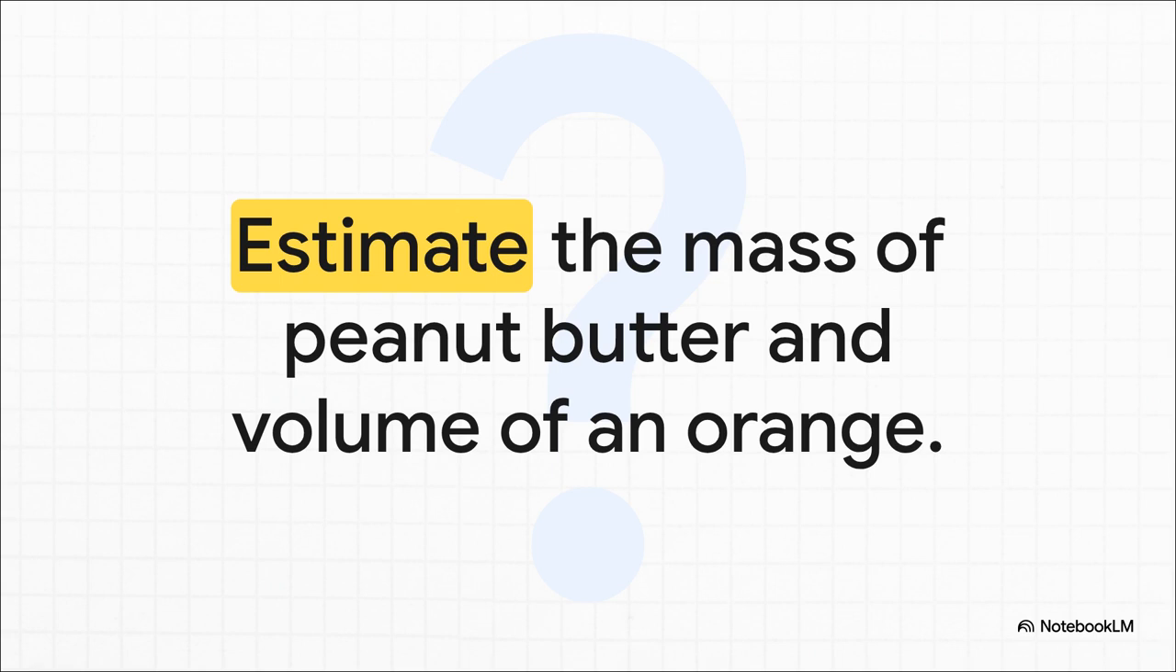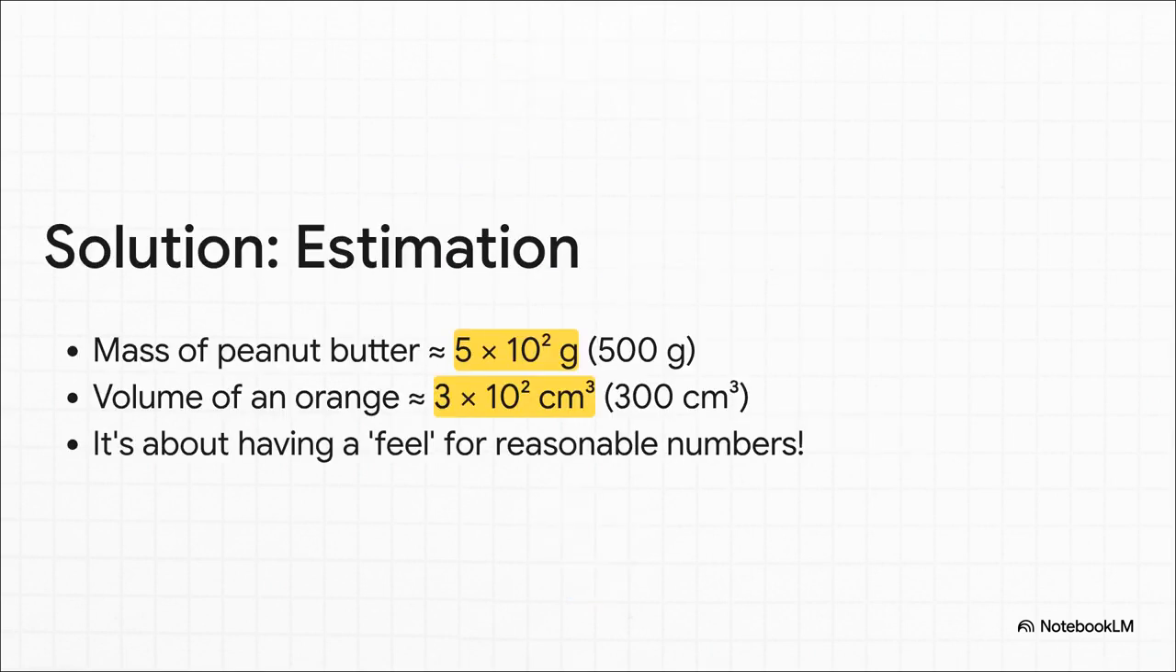Now for a totally different kind of skill, estimation. This is sometimes called order of magnitude thinking. This isn't about getting a perfect, precise answer. It's about developing a gut feeling for the world. What's a reasonable number for these everyday things? And the answers here are all about being in the right ballpark.